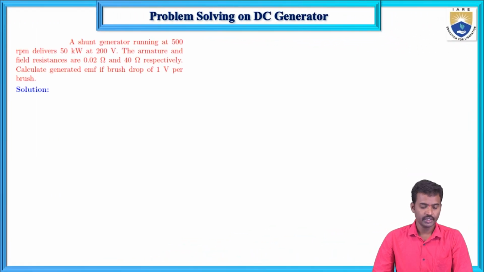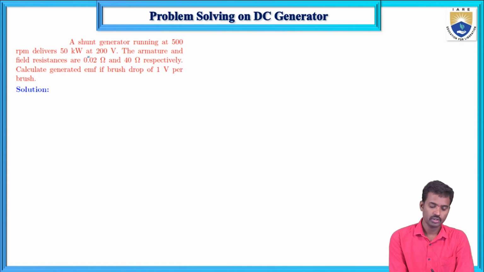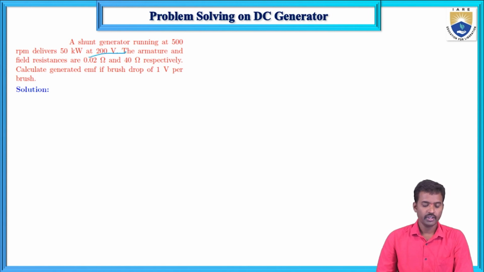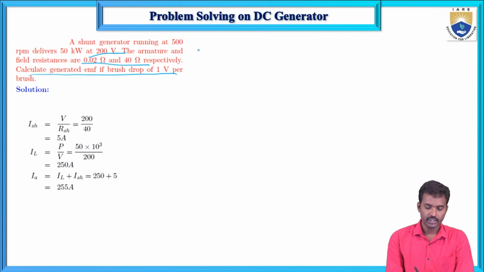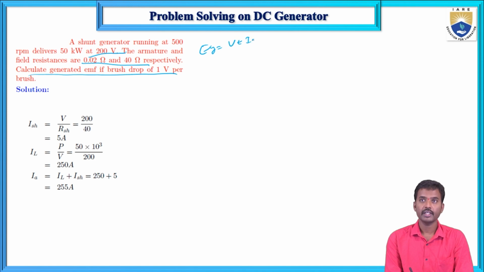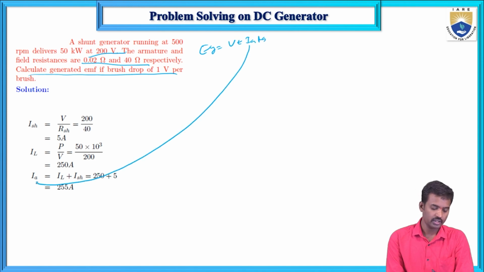Next, a DC shunt generator running at 1500 RPM delivers 50 kilowatts at 200 volts. The armature and field resistances are 0.02 and 40 ohms respectively. Calculate the generated EMF with a brush drop of 1 volt. Same thing here: Eg equals V plus IaRa. This is Ia, and Ra we know very well, and V is this one.